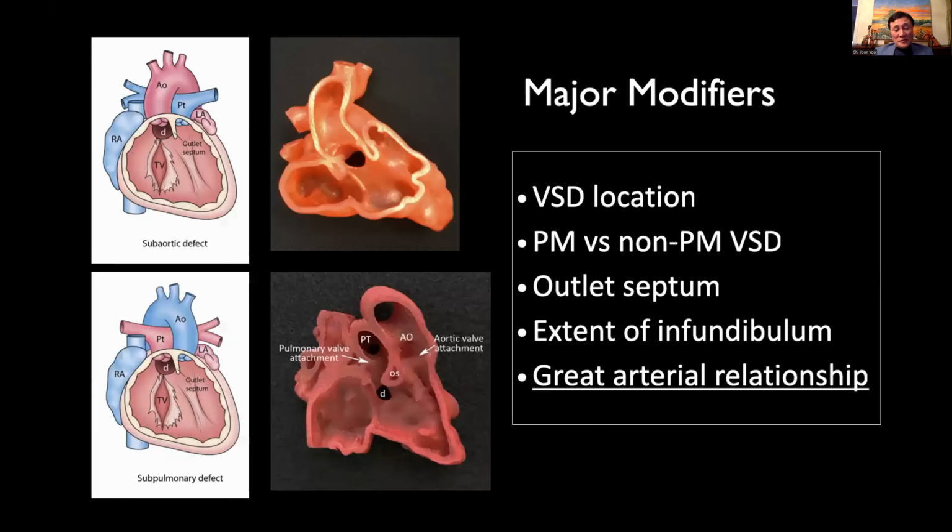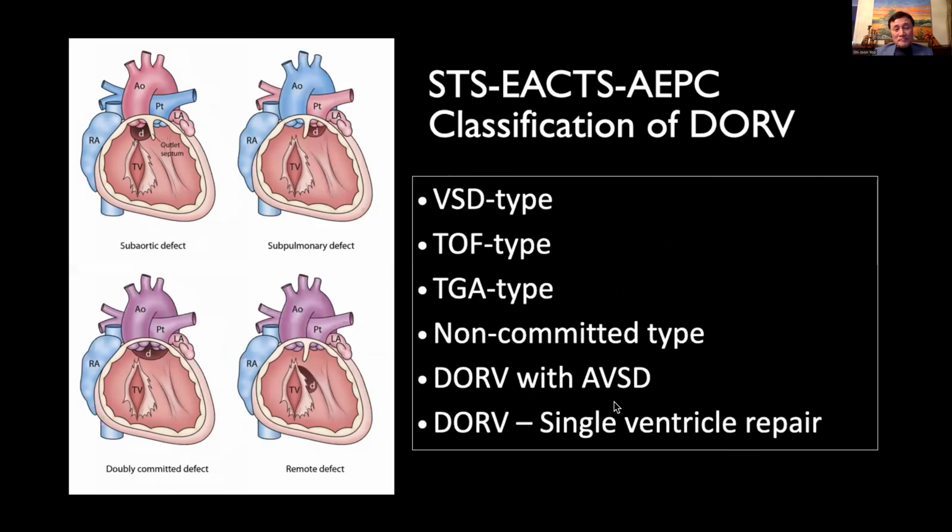What about the great arterial relationship? Even if the inner anatomy is exactly the same, if the great arterial position is flipped, so this is a subaortic VSD, this becomes a subpulmonary VSD. That's why the great arterial relationship is also important. So that is the usual morphologist's, the echocardiographer's, description.